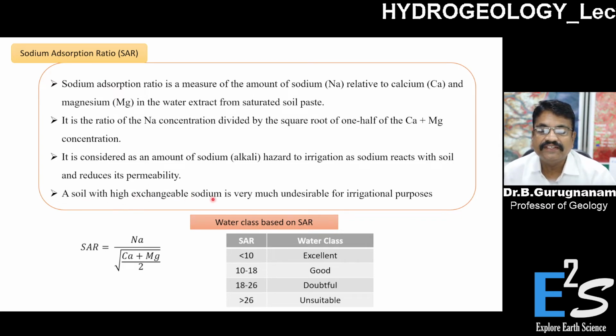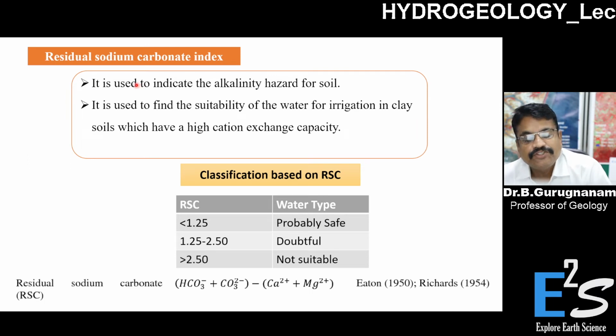Soil with high exchangeable sodium is very much undesirable for irrigation purposes. So we have to be very careful of the sodium absorption ratio.